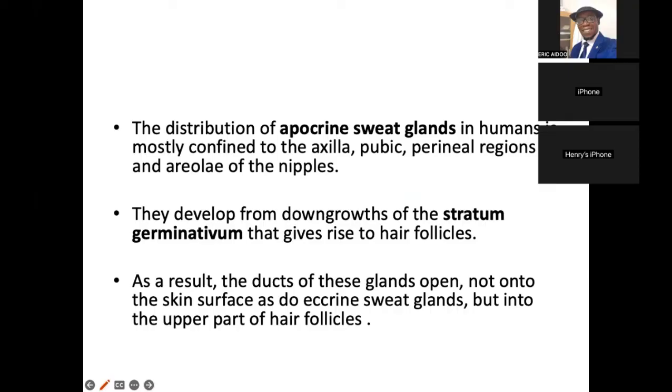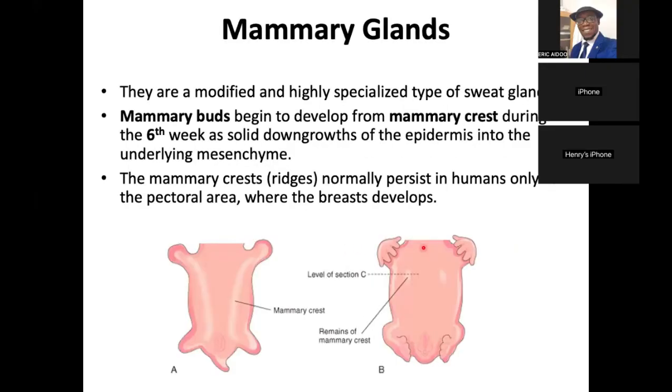As a result, the ducts of these glands open not onto the skin surface as do eccrine sweat glands, but into the upper part of the hair follicle, okay, because they are coming from the stratum germinativum, which also gives rise to the hair follicles.